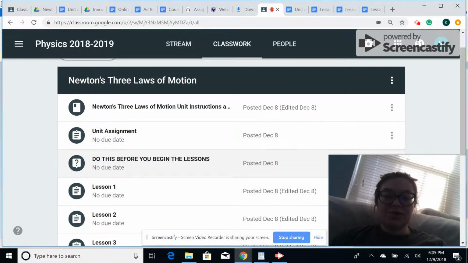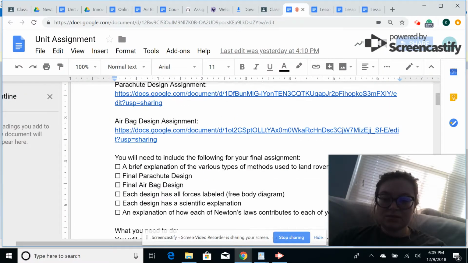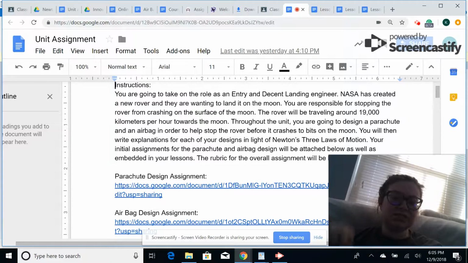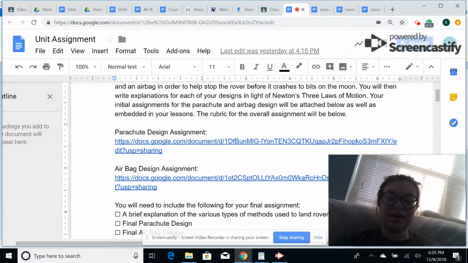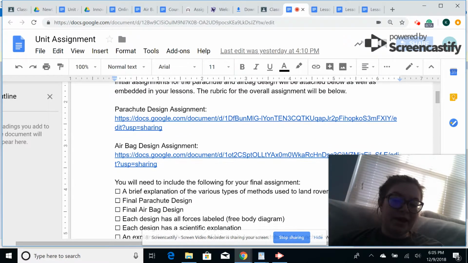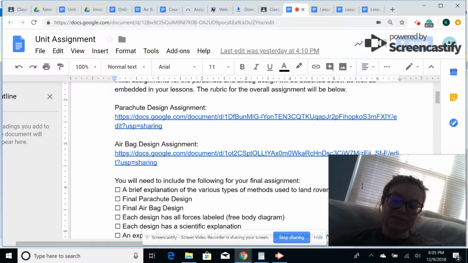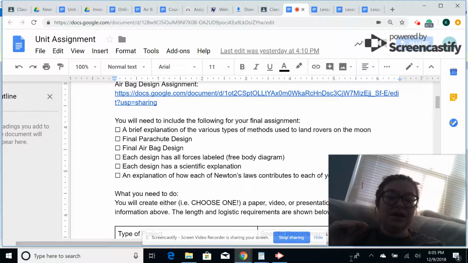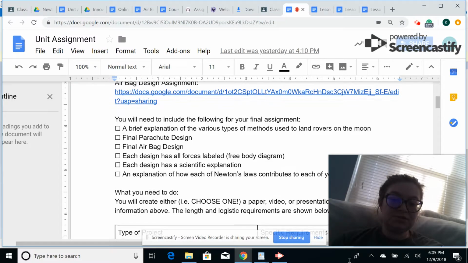Their unit assignment for this is that they are pretending to be an entry and descent landing engineer for NASA. Entry and descent landing engineers are the ones responsible for landing rovers on Mars or on the moon or anything like that. What they're doing is designing parachutes and airbags on a rover that is going to land on the moon. In their final assignment, they have to have a brief explanation of different methods that EDL engineers use to land rovers on the moon.